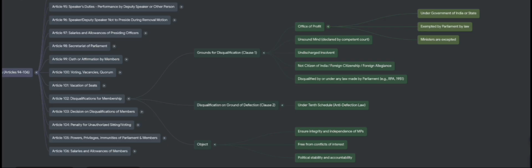And wasn't there a landmark Supreme Court case, Jaya Bachchan versus Union of India, that really shaped our understanding of this office of profit rule?